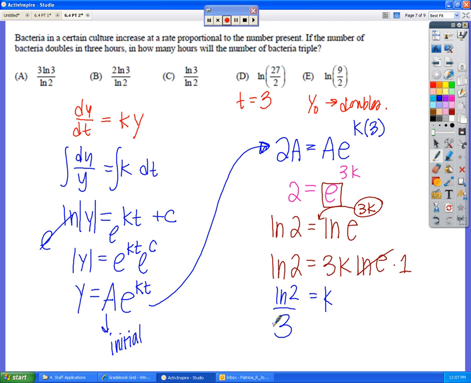Now they want to know in how many hours will the number of bacteria triple. So I found my k value. I'm going to take my original equation, and let's see if it's possible for me to squeeze the work in this little box here. So my original equation, y is equal to the initial amount times e to the k, ln of 2 over 3 times t. They want to know when the bacteria will triple. So really I want to find 3 of the a is equal to ln of 2, not 2/3, divided by 3, and I'm going to write that a little bit neater.